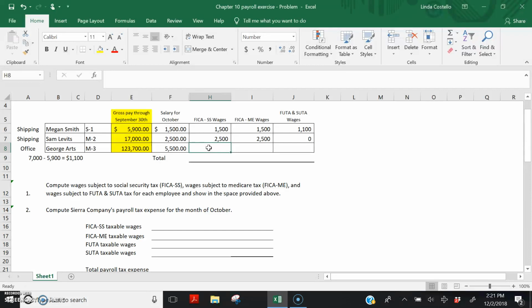George Arts is next. Before October, George had already earned $123,700 in gross wages. This is not quite in excess of the FICA Social Security wage base of $127,300 given in the problem. By the time the October wage of $5,500 is paid, he will exceed the wage base. So some of his October wages will be subject to Social Security tax and some will be exempt. The easiest way to make that calculation is to subtract the prior year-to-date gross from his wage base. That will calculate the remaining salary subject to FICA Social Security tax for the rest of the year.